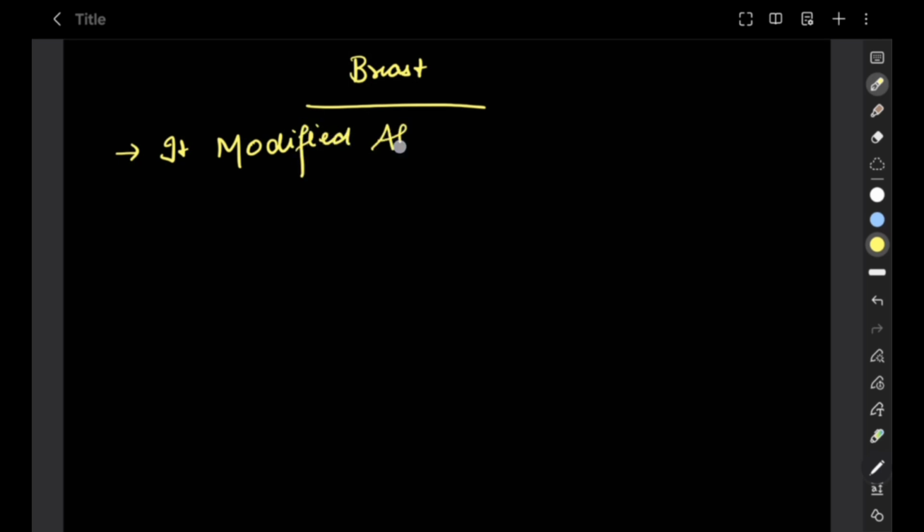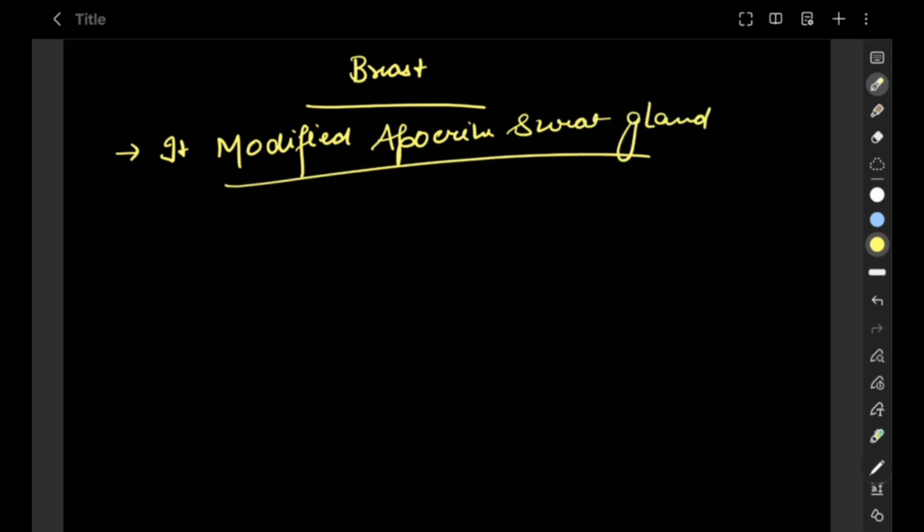We are going to start breast. Okay, see, what is breast? It is a modified apocrine sweat gland.